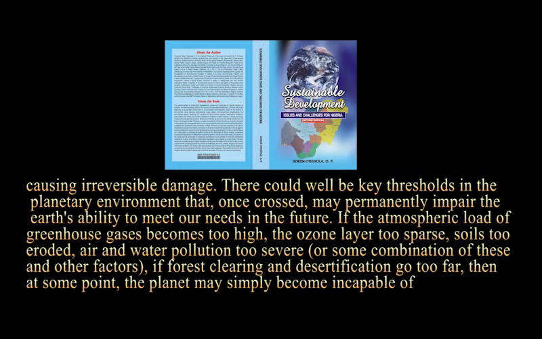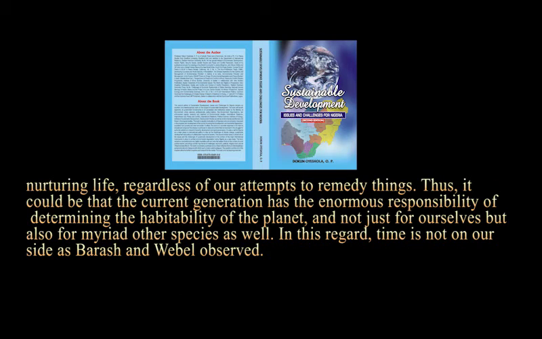If the atmospheric load of greenhouse gases becomes too high, the ozone layer too sparse, soils too eroded, air and water pollution too severe, or some combination of these and other factors, if forest clearing and desertification go too far, then at some point, the planet may simply become incapable of nurturing life, regardless of our attempts to remedy things. Thus, it could be that the current generation has the enormous responsibility of determining the habitability of the planet, and not just for ourselves but also for myriad other species as well.